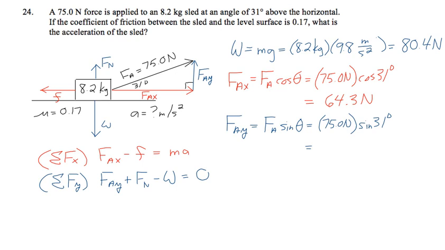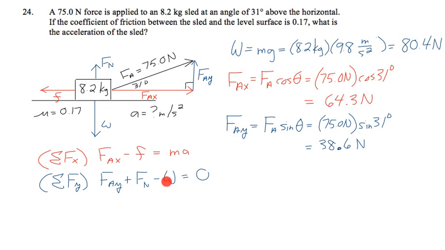And what is it? My guess is going to be somewhere around 38.6. So now that I know those three things, what can I now solve for? Look at your descriptive equations. That's with Fn, because I now know W and I know Fay, so I can solve for Fn.